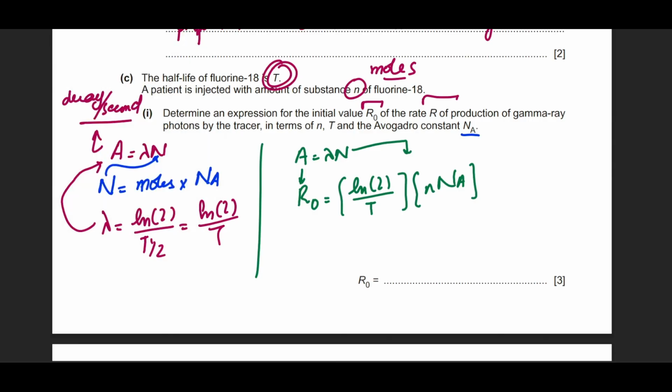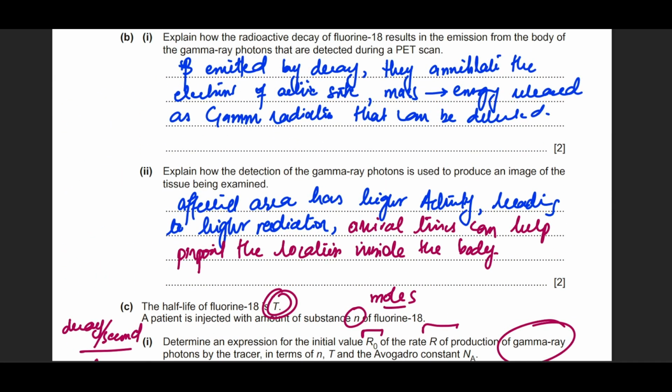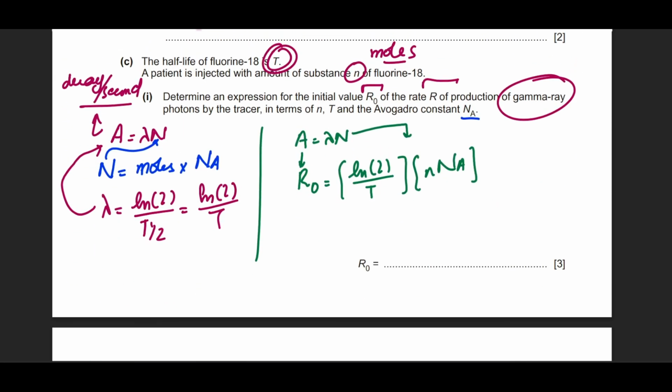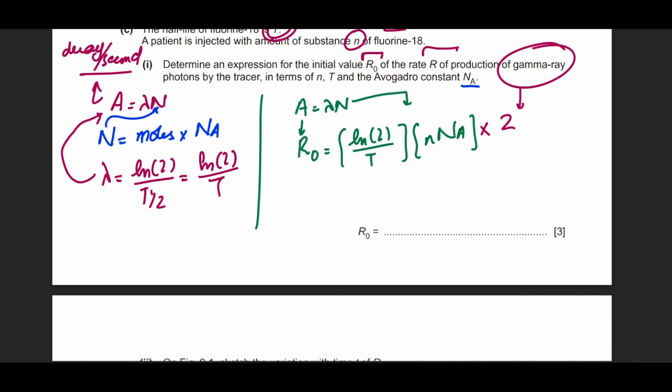Now, since he's asking us about the gamma ray production, we understand that due to the annihilation of electrons, 2 gamma ray photons are always produced. So because of this annihilation, 2 photons are produced. So there will be a 2 added in this. So this becomes 2 ln 2 n Na divided by T.